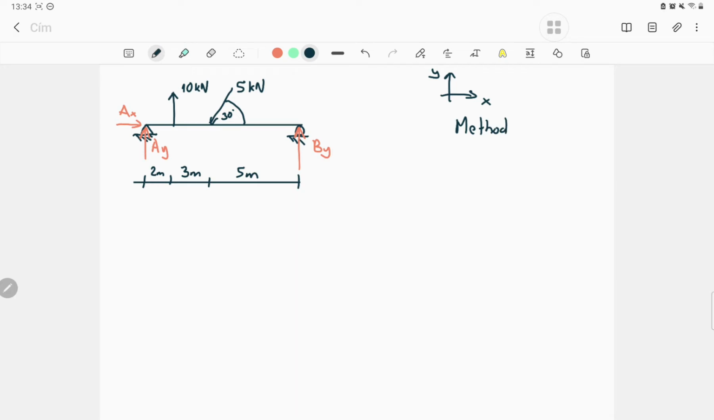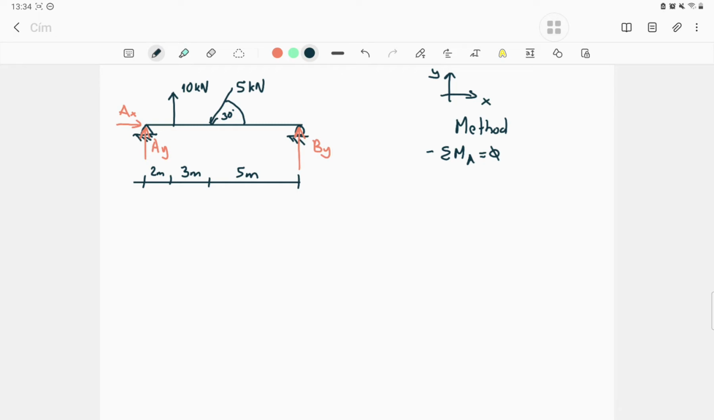I suggest in this case, when you solve something like that, the easiest type of the two supported beam, first write the summation of MA equals 0 equation. So all of the moments around the A point will be 0. Not the A letter is important, but this point will be your hinge point where you can find the two unknowns. So it can be any letter, B, C, D, doesn't matter. But start with this moment.